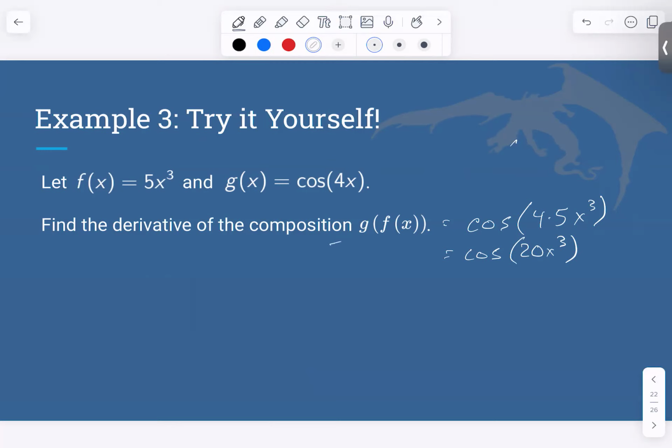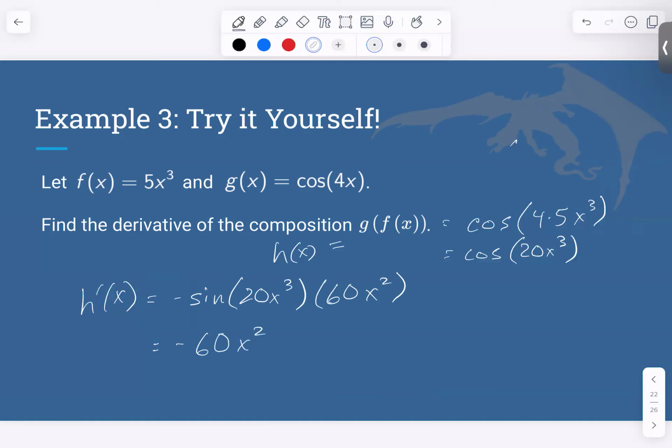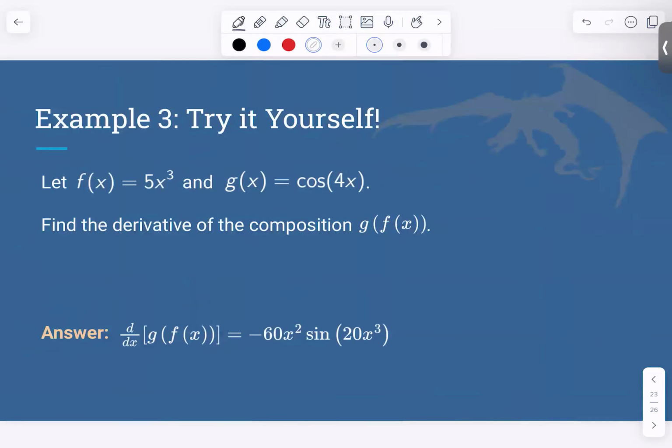If you did, so I'm just going to call this h of x. So h prime of x is equal to, and hopefully you got negative sine of 20x cubed. And we have to take a derivative inside. So derivative inside is going to be 60x squared. So this can be written as negative 60x squared times the sine of 20x cubed. Right? And that should be the final answer on it. All right. Oh, and it matches there too. So that's a good sign.